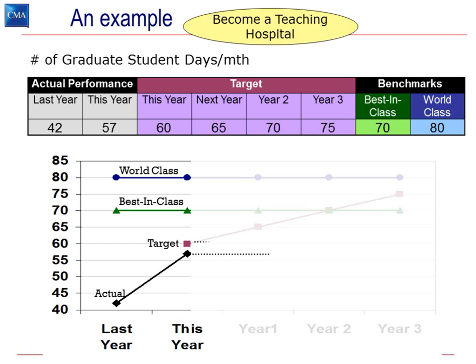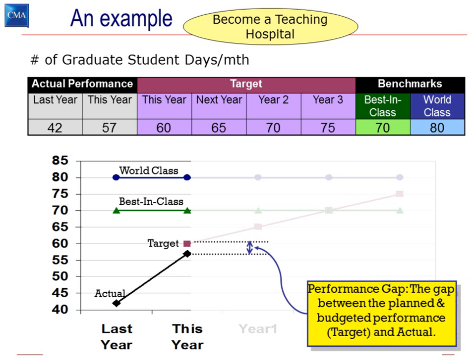So if we take a look at our performance for this year, comparing actual to target, the gap between our actual performance and target is what we'll call the performance gap. This is the gap between the planned performance, which is your target, and the actual performance.